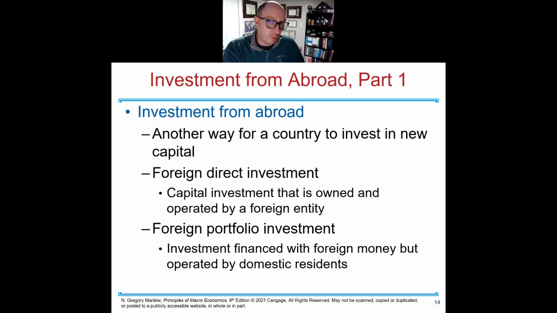Oftentimes, we find foreign direct investment as a result of the other nations' rapid growth and expansion. One country will invest into another in order to expand their businesses, right? So think about Ford, General Motors, other auto manufacturers that are based here in the United States and investing in new production facilities in Mexico and South America. Why do you think a company like those would do that?